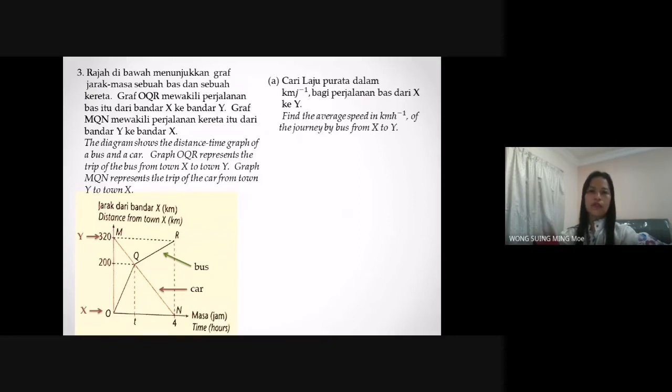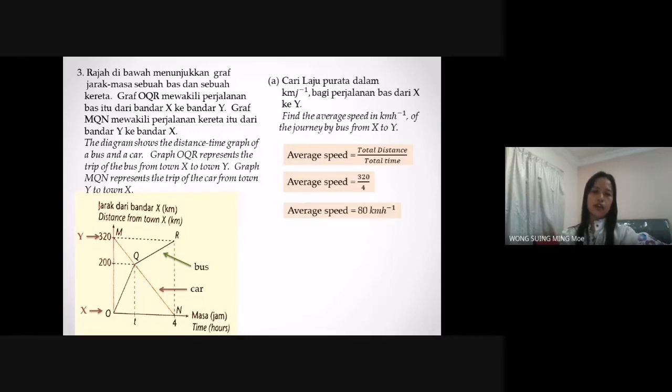Okay. A, find the average speed in kilometers per hour of the journey by bus from S to Y. So from the graph, you can see the journey by bus from town S to Y is the graph OQR. So as you know, the average speed equal to total distance over total time. From the graph, we can get total distance is 320 and total time is 4. So average speed equal to 320 over 4. Average speed equal to 80 km per hour.